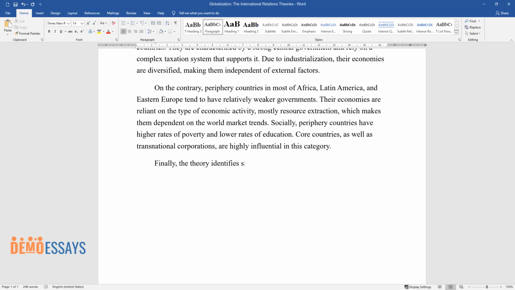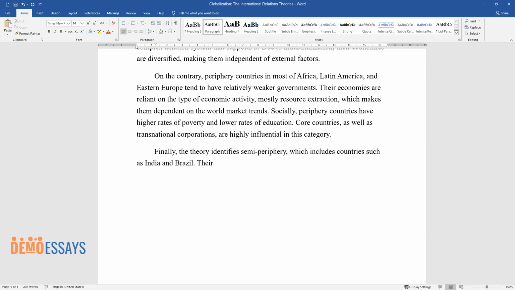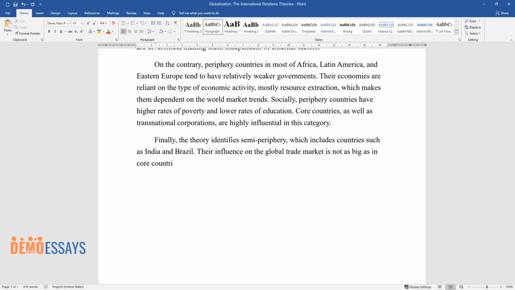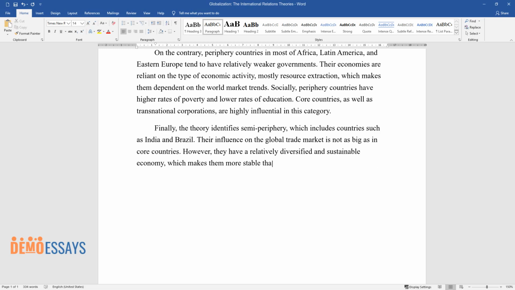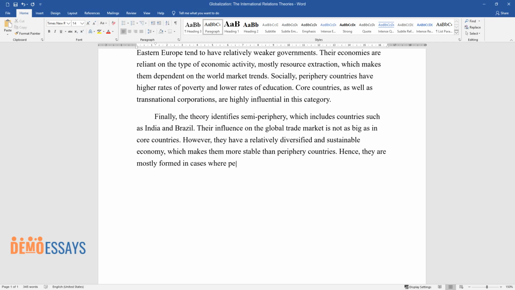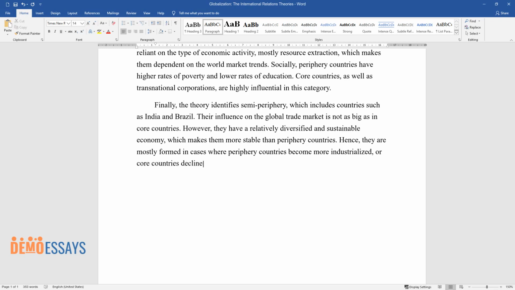Finally, the theory identifies semi-periphery, which includes countries such as India and Brazil. Their influence on the global trade market is not as big as in core countries. However, they have a relatively diversified and sustainable economy, which makes them more stable than periphery countries. Hence, they are mostly formed in cases where periphery countries become more industrialized, or core countries decline.